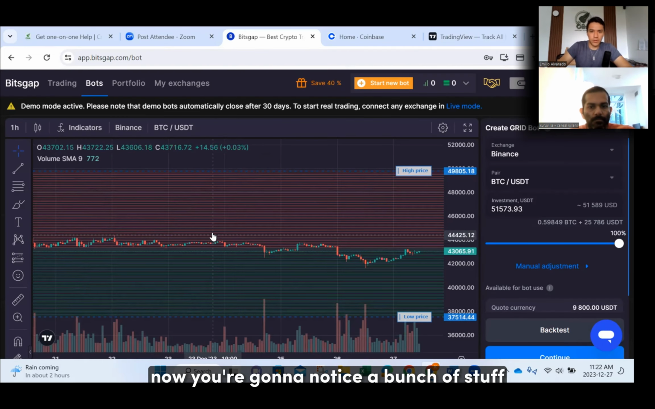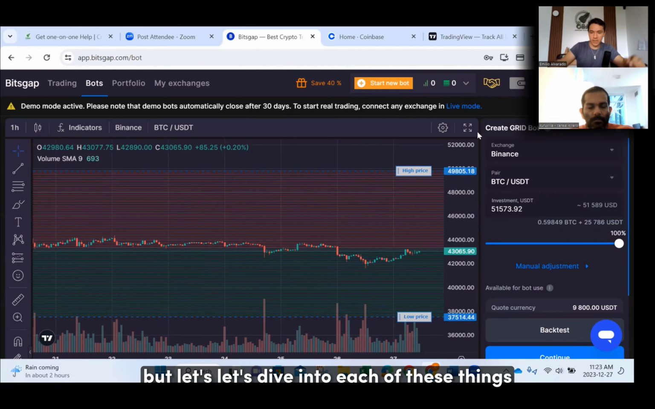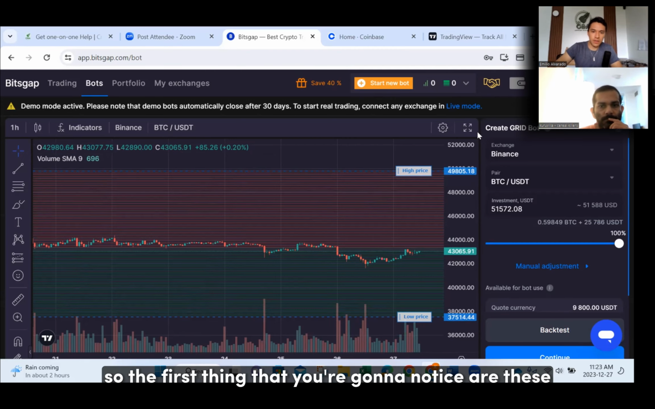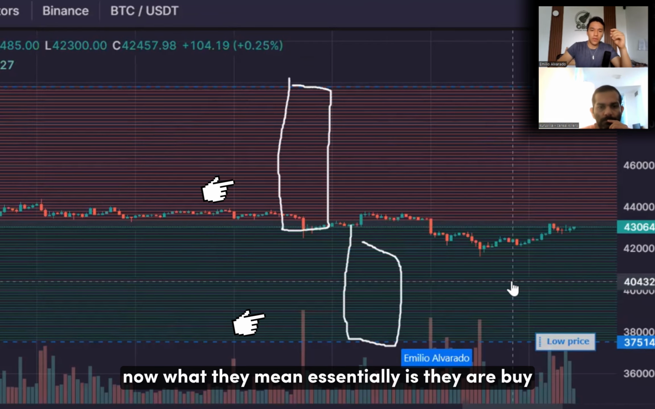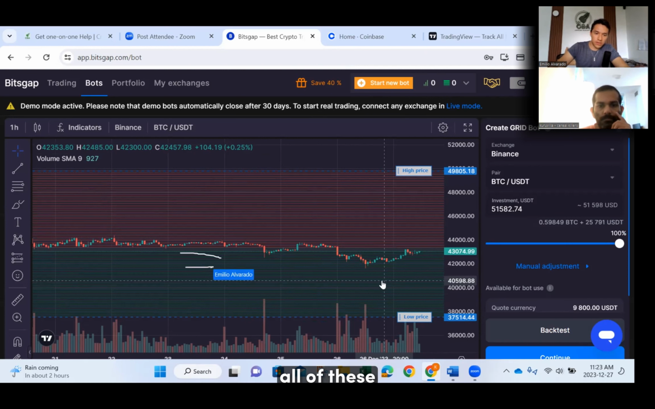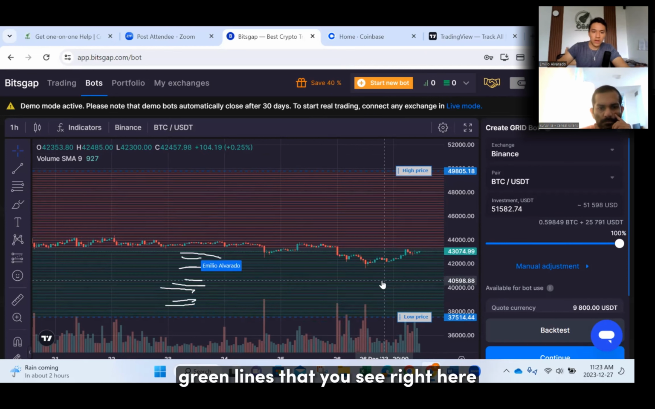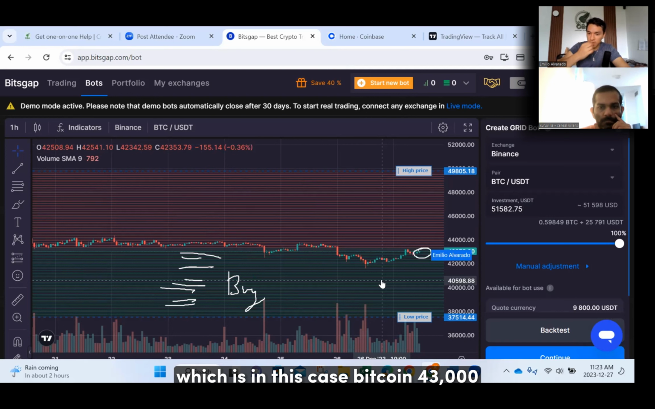Now you're gonna notice a bunch of stuff, and it's normal if you feel overwhelmed, but let's dive into each of these things. So the first thing that you're gonna notice are these red lines and these green lines. Now, what they mean essentially is they are buy and sell orders. All of these green lines that you see right here, they represent buy orders. It means that market price, which is in this case Bitcoin, $43,068, that's what Bitcoin is right now.